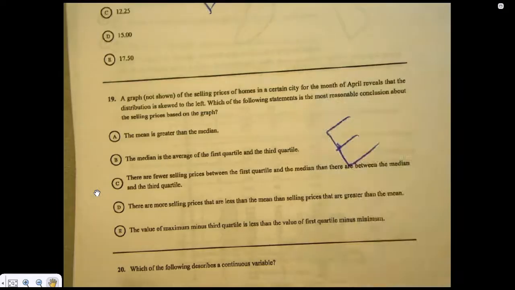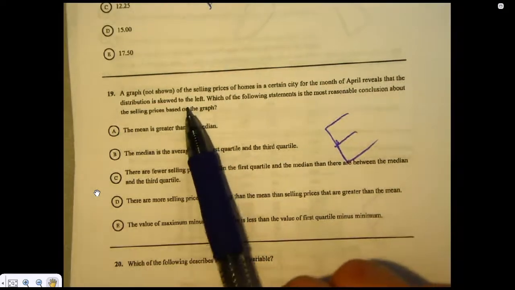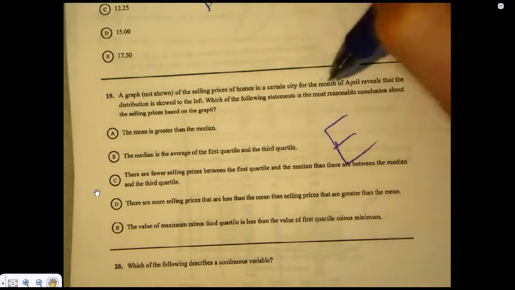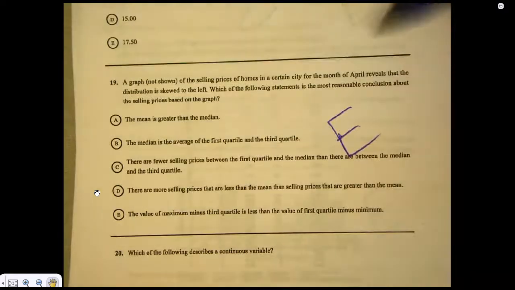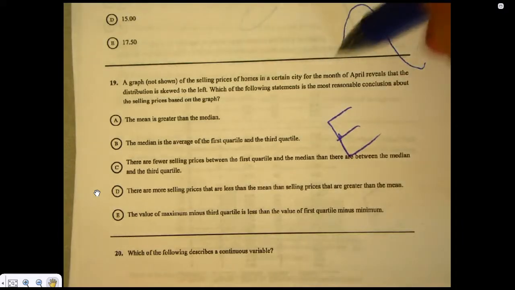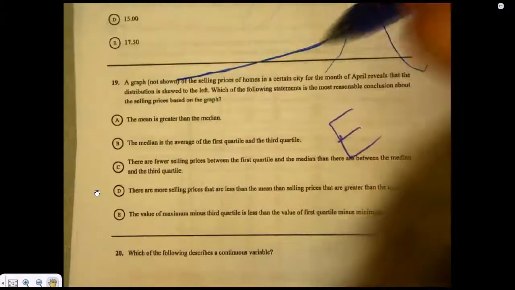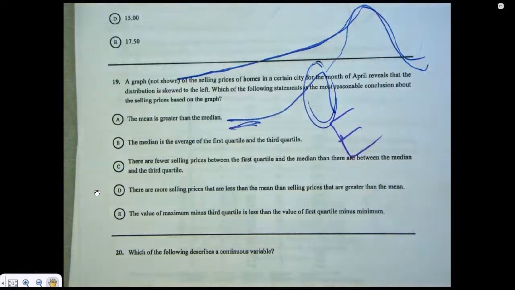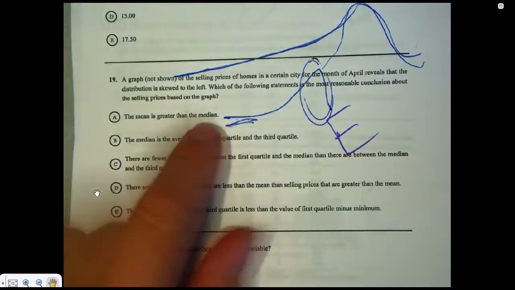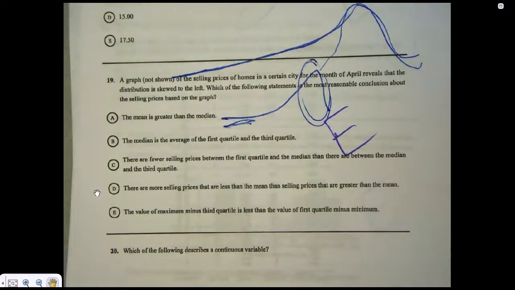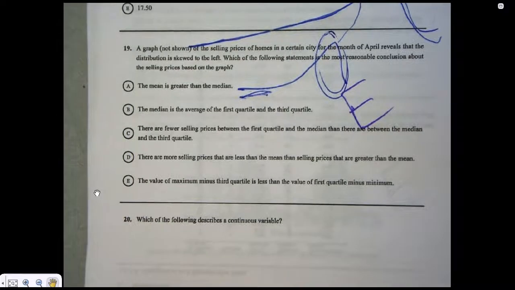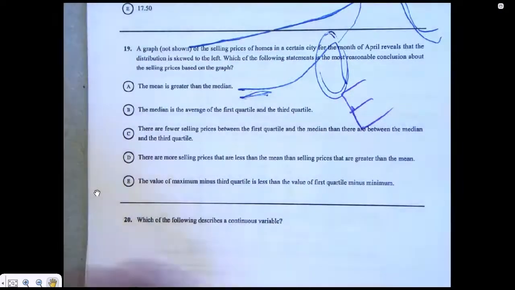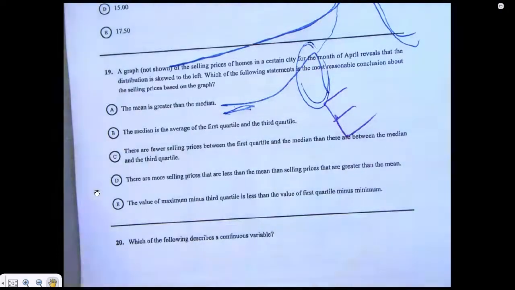A graph not shown reveals it's skewed to the left. So if I'm skewed to the left, we took what was supposed to be kind of a normal curve, but then took this tail and yanked it out. So it's going to look like this. You've got a bunch of stuff here and then some weird stuff in the tail that's going to yank this curved part to the side.